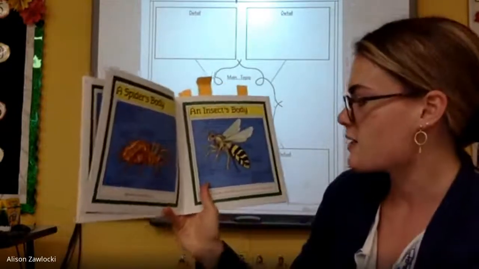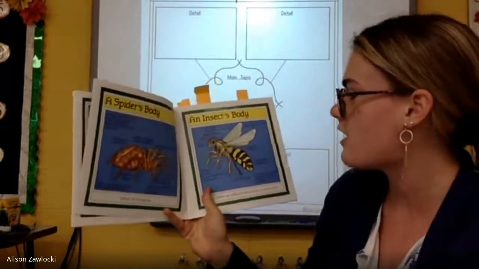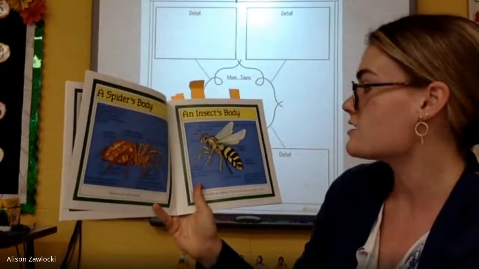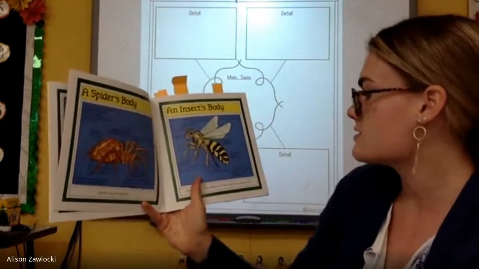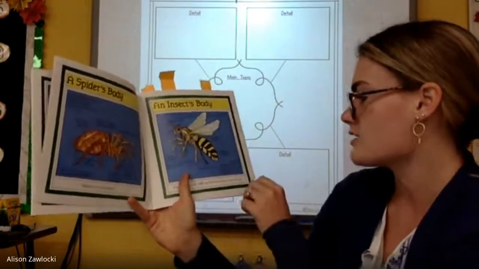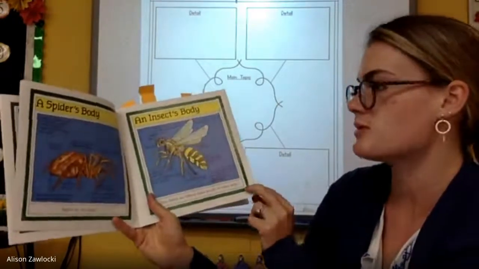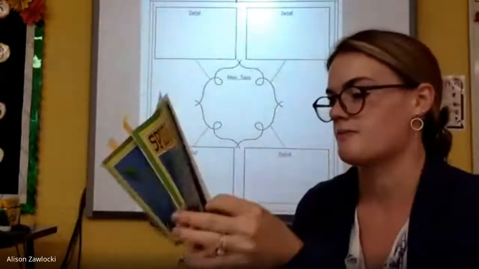An insect's body has a head and antennae to touch and smell. Most insects have 2 big eyes and some have 3 smaller eyes between them. Many insects have wings and they have an abdomen and a thorax. The insect's body has 3 parts, the head, the thorax, and the abdomen. So that's how a spider's body is different than an insect's body.